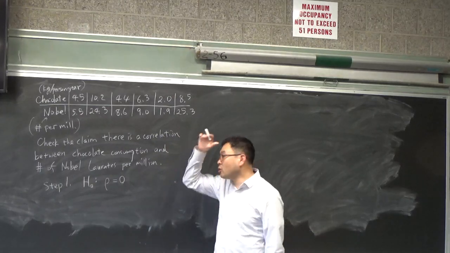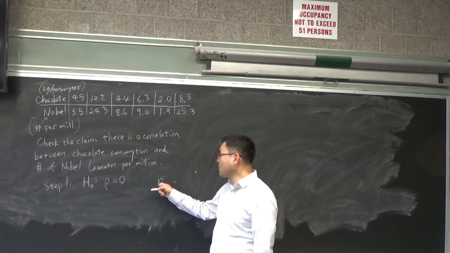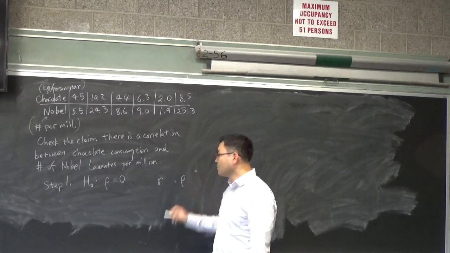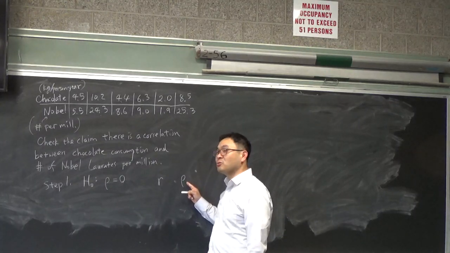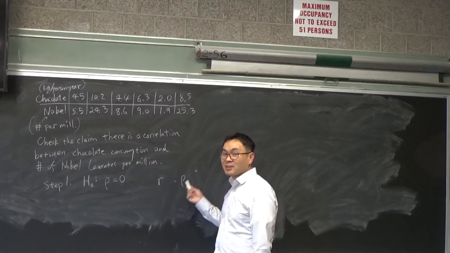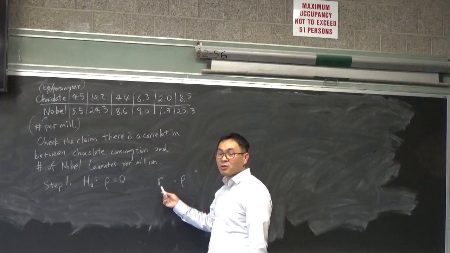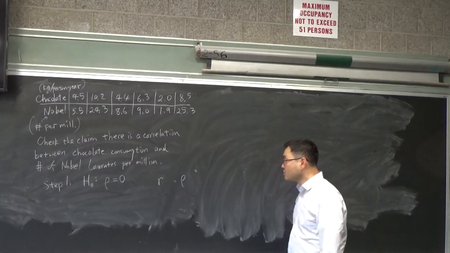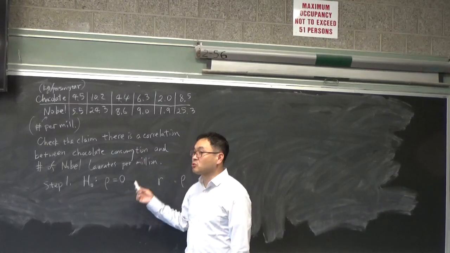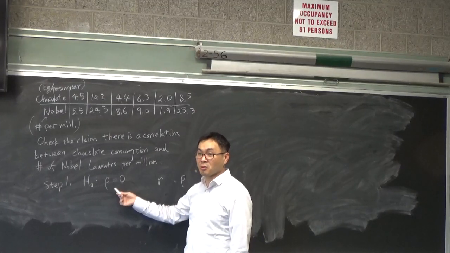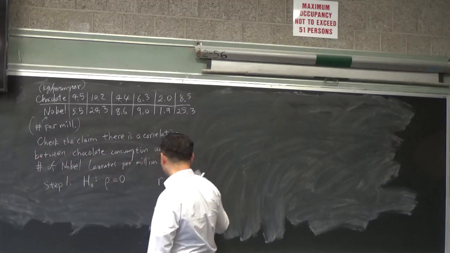So, we go by this convention that Roman letters mean values of the sample, and Greek letters denote the values from the population, which often is not accessible. So we don't know the true value of rho. We only have the R value computed from the sample. But the hypothesis is that there is actually no correlation between chocolate consumption and number of Nobel laureates. Okay? So that's your null hypothesis.